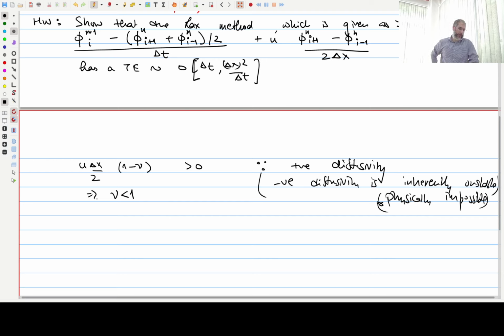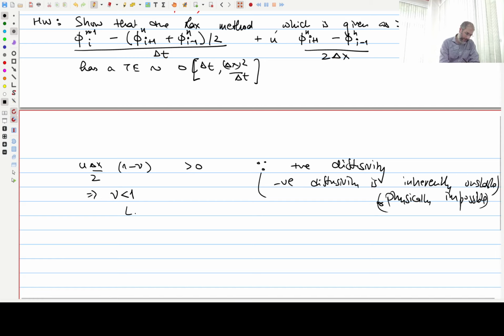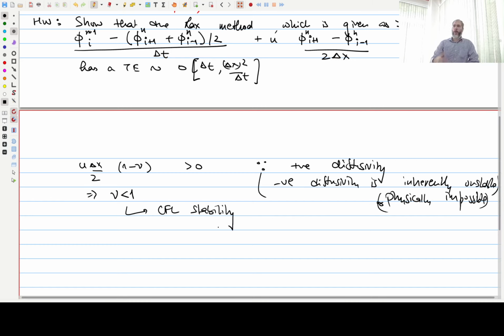So we get a condition: 1 minus nu is greater than 0. So that means nu is less than 1. And what condition is that? That's the CFL stability criteria. So the von Neumann analysis that we did to get this criteria, this is an alternate way.